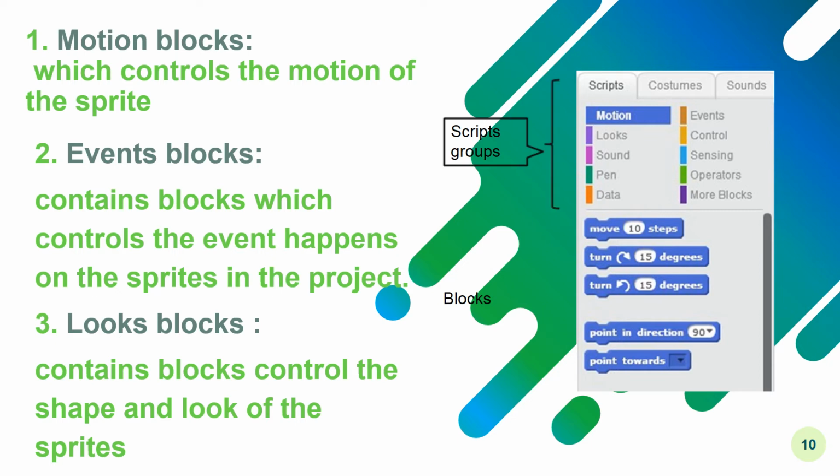As you can see in this picture, here we have the scripts group, motion, looks, events, and many other things. Pen, data, control, sensing, operators, and down here you have the blocks. Move 10 steps, turn 15 degrees, and so on.